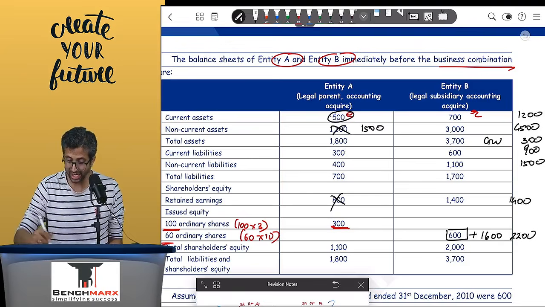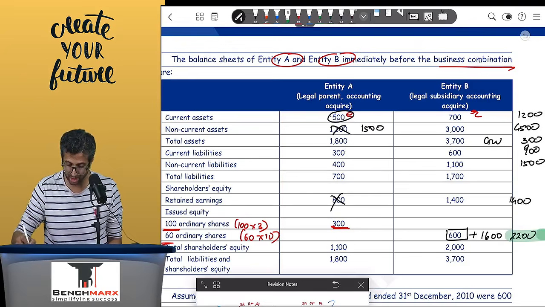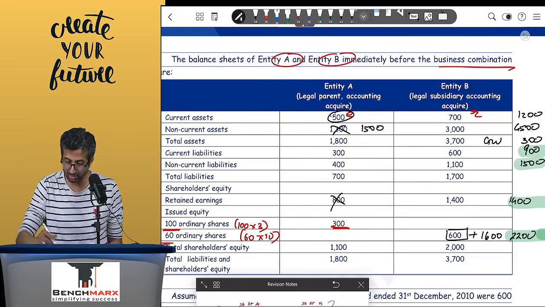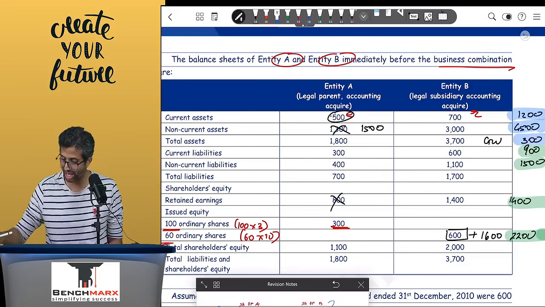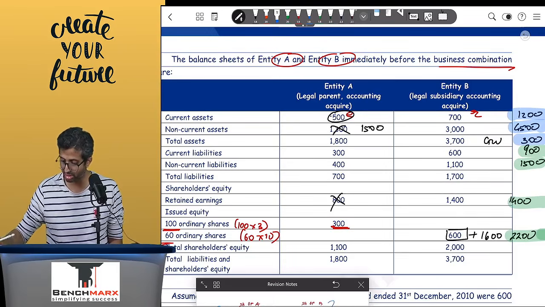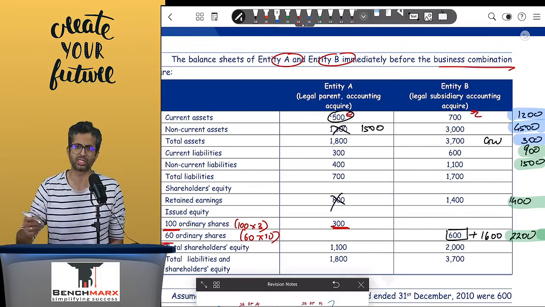2200. So if I take the green items which are highlighted as within the liabilities section, and then the blue items which are the asset section, your balance sheet should ideally tally: 1200, 4500, 300, that is 6000 on the assets, and 900, 1500, 1400 and 2200, which is again 6000 on the equity side.